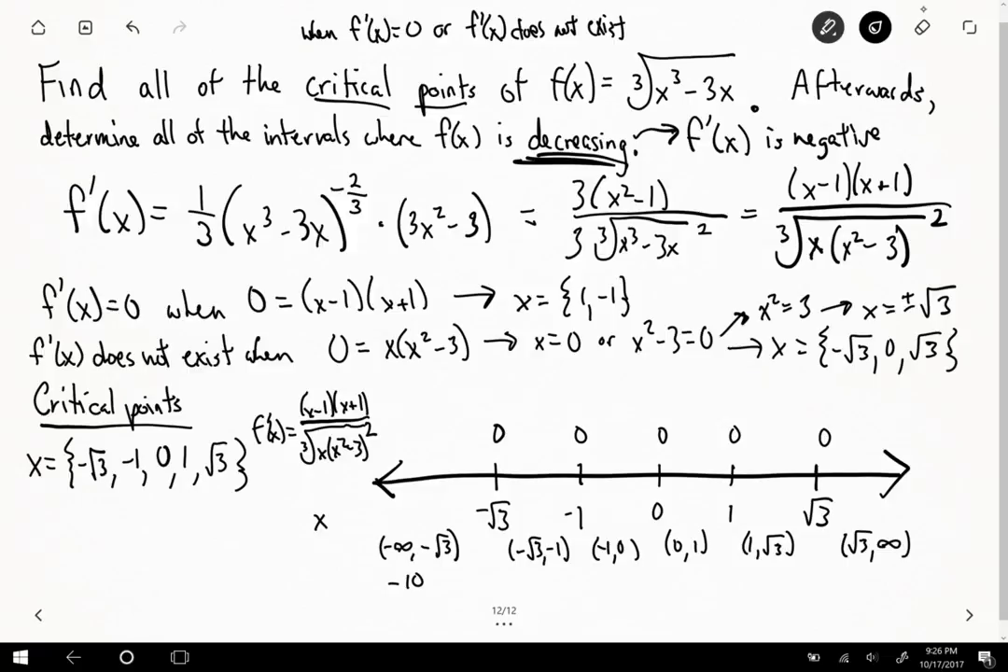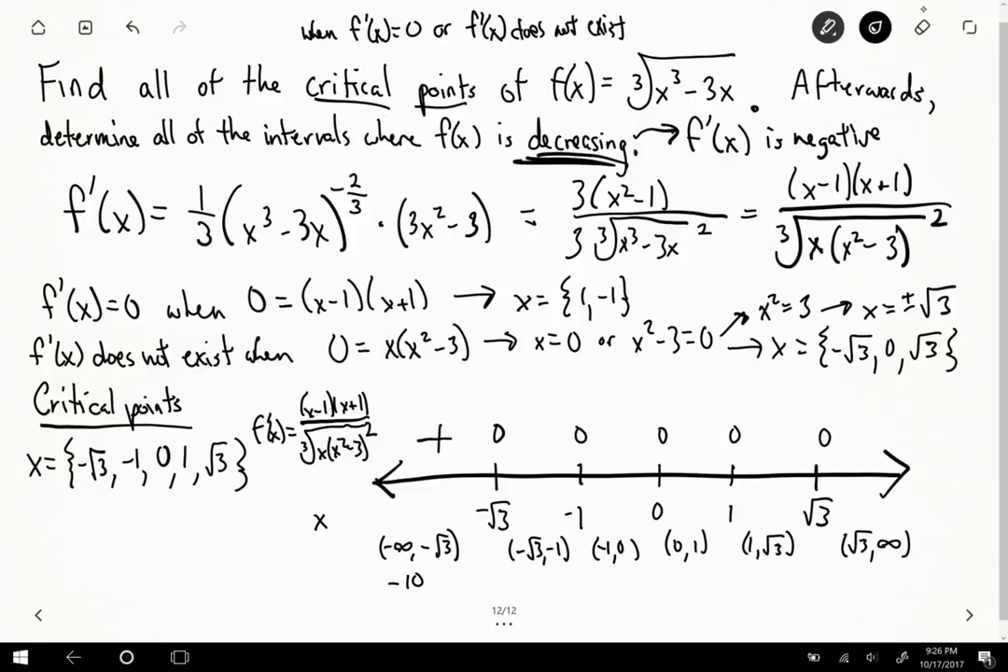Well, notice in the first case, if we plug in negative 10, negative 10 minus 1 is negative 11, so that's a negative value. All I care is that it's negative. Negative 10 plus 1 is negative 9, which is also a negative value. If I multiply a negative and a negative, notice that makes it positive. And so I'm going to put a plus right there. What that tells me, right out the gate, is that on this interval from negative infinity to negative root 3, if f prime of x were negative, remember it's decreasing, but since it's positive, that means it is increasing on that interval.